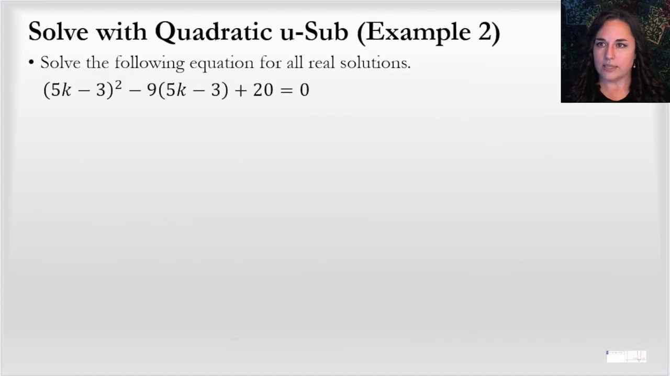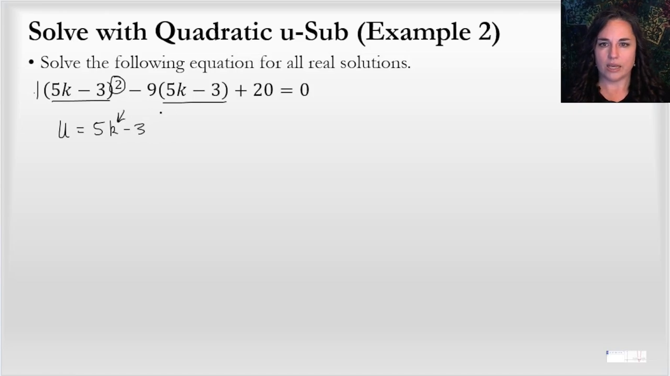So I have a second example here. We're going to notice that we are in a quadratic form. Do you see the quadratic form here? I have something squared, so I have a 1 times something squared minus b times that something to the first power plus c. My hint is to say whatever is to the first power here, make that your u substitution. So we're going to say u equals 5k minus 3.